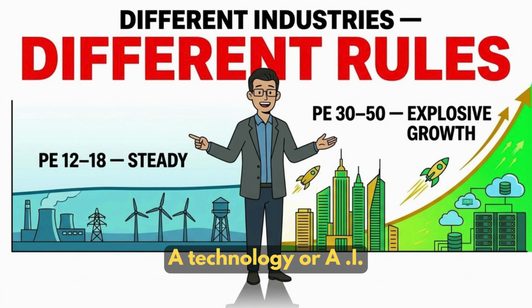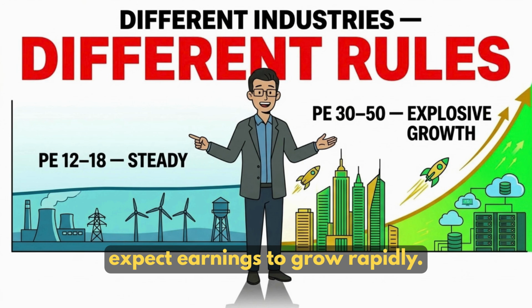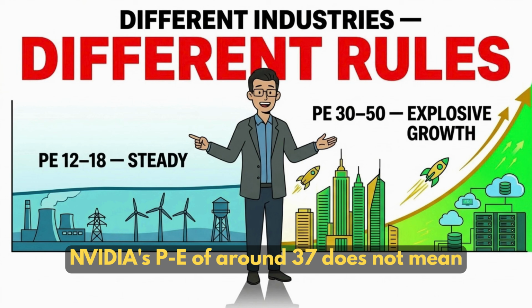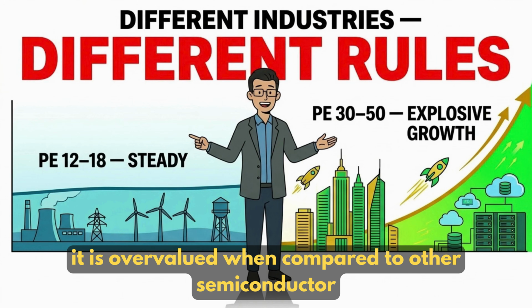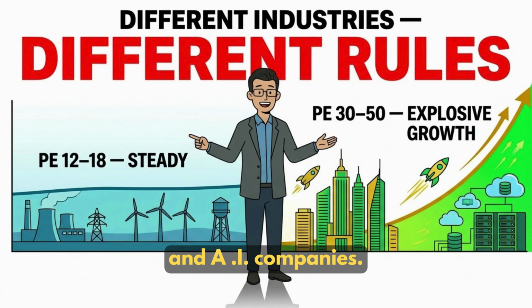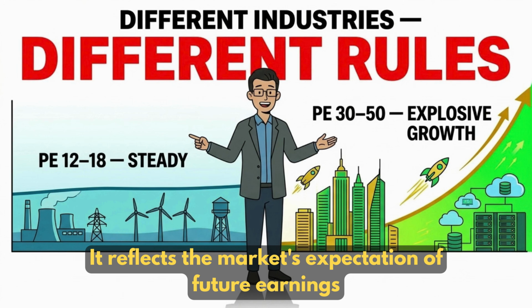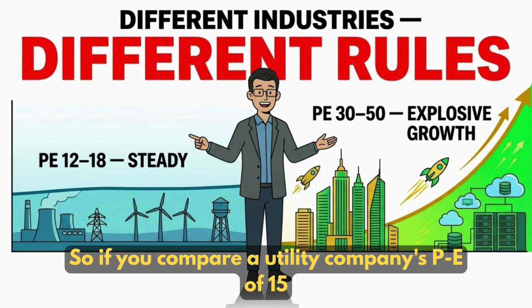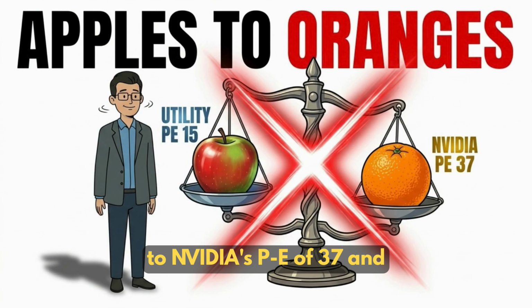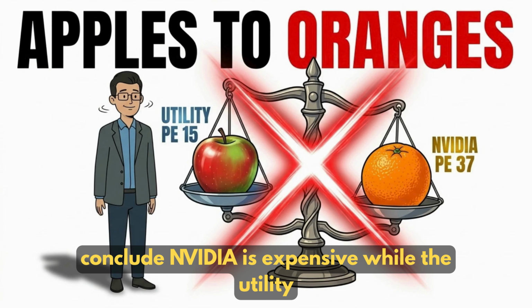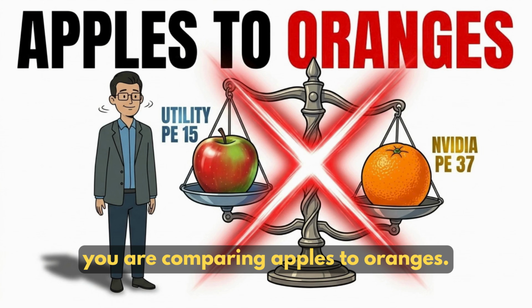A technology or AI company might trade at a PE of 30 to 50 or higher because investors expect earnings to grow rapidly. Nvidia's PE of around 37 does not mean it is overvalued when compared to other semiconductor and AI companies. It reflects the market's expectation of future earnings growth. So if you compare a utility company's PE of 15 to Nvidia's PE of 37 and conclude Nvidia is expensive while the utility is cheap, you are comparing apples to oranges.